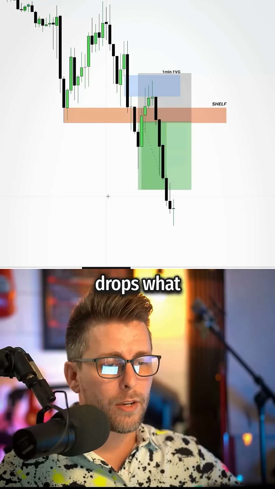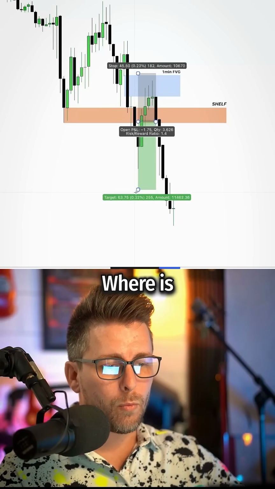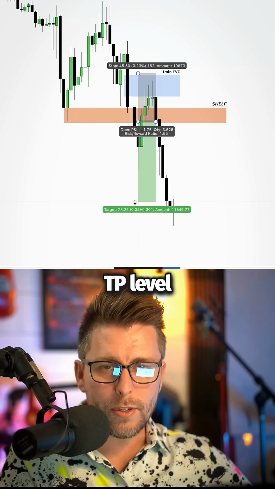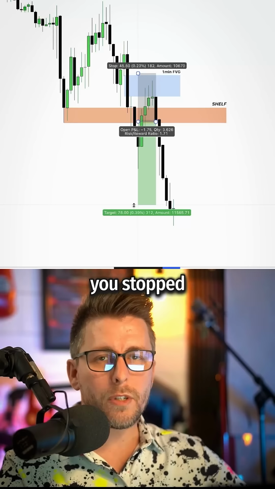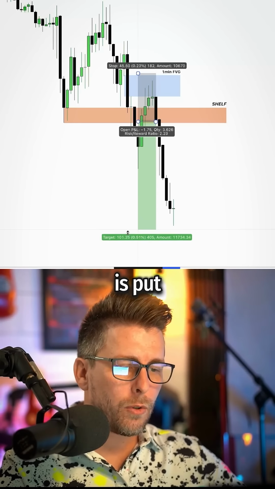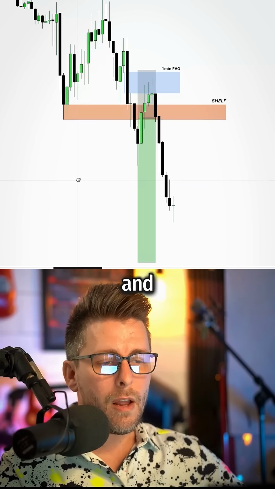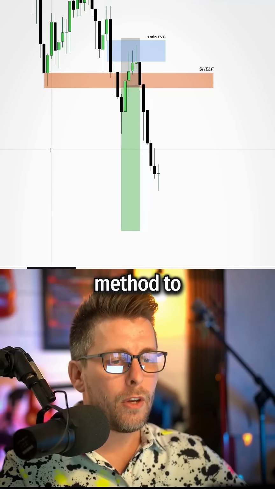So once price drops, what happens? Well, we're in our trade. Where is our TP? We don't have a hard TP level. Having hard TP levels will just get you stopped out early. What I'm going to do is put the take profit all the way down here, and I'm going to use the shelf method to trail price.